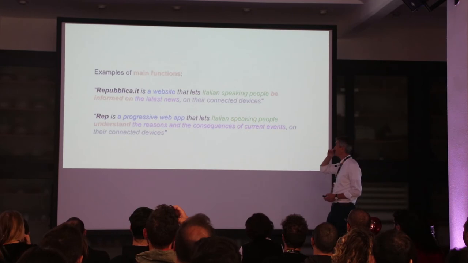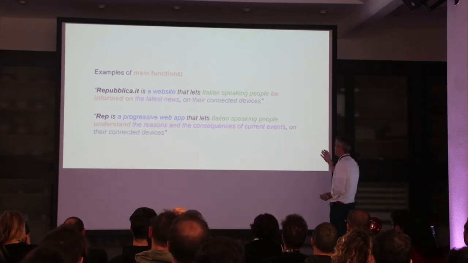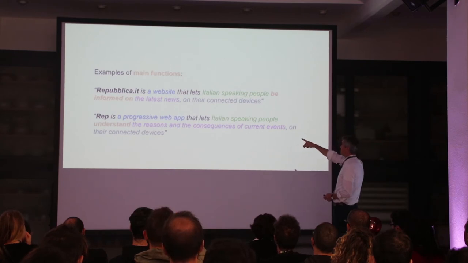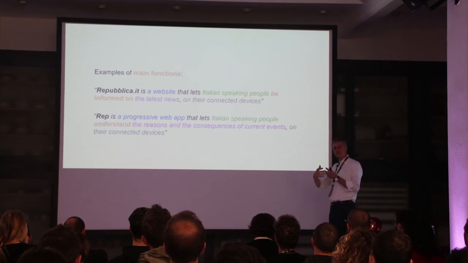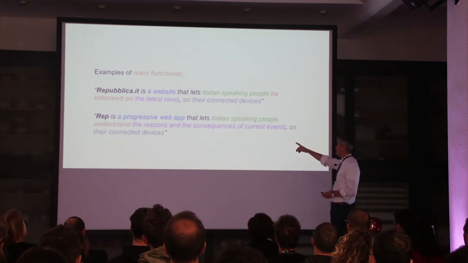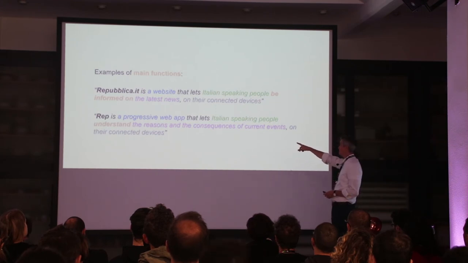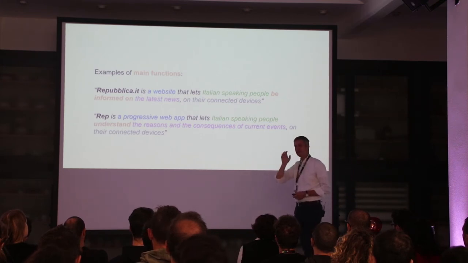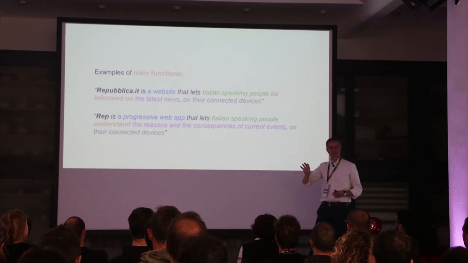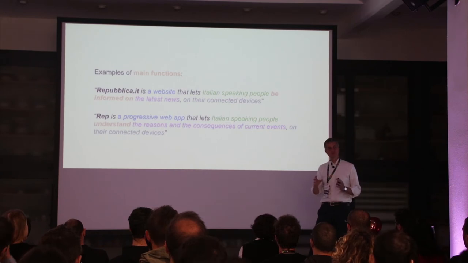Repubblica.it is a website that lets Italian-speaking people be informed on the latest news on their connected device. As you can see, I use different colors to show how the function is working in the sentence. Red is a progressive web app, and that's the solution, that lets Italian-speaking people, that's the persona, understand the reasons and the consequences of current events on their connected device. So, if the team agrees on a sentence like that, they are agreeing also on what the product should not be.